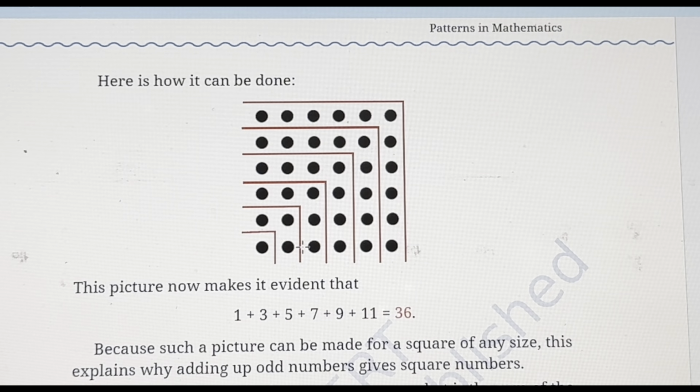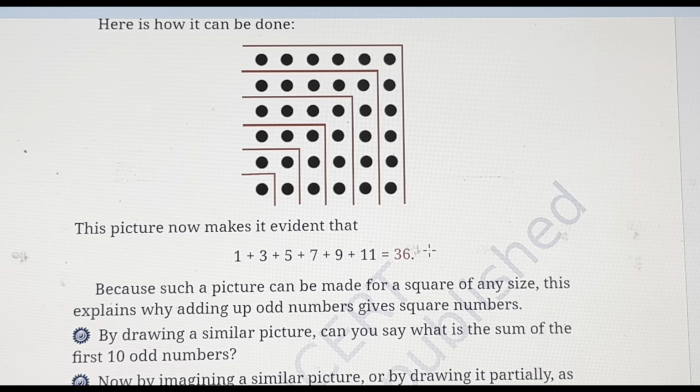Then 1 plus 3 plus 5 dots you are adding. So you are getting 9. This is again a square. Right? Likewise, you are adding the next odd number, that is 7. So you are getting 16, a 4 by 4 square. Similarly, you go on adding the odd numbers, you get the square numbers. Right? So this picture made it very evident that 1 plus 3 plus 5 plus 7 plus 9 plus 11 gives you 36. Right? You just see the partition shown by the red line.